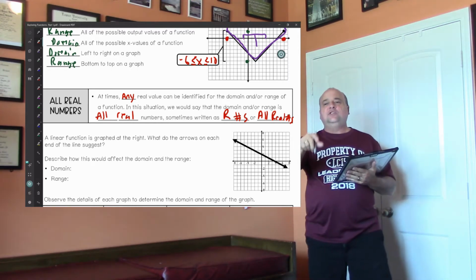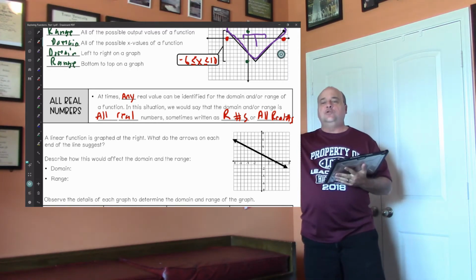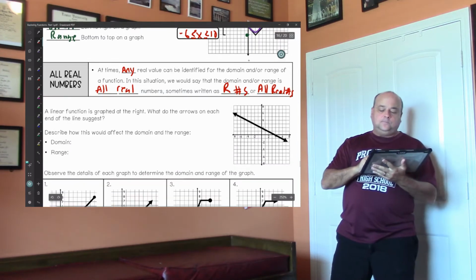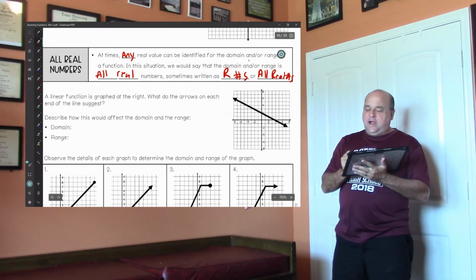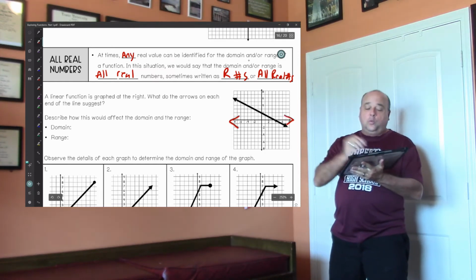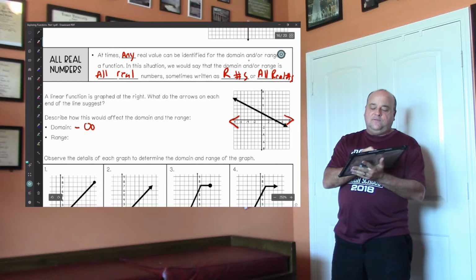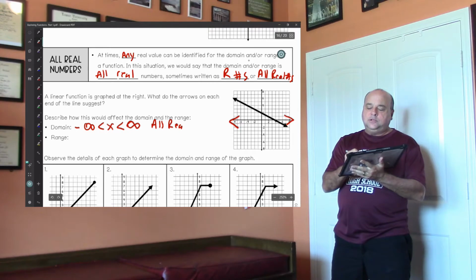What's going to happen on this one is it's going to go from negative infinity to infinity. If you look at this graph, the graph has an arrow on the left and an arrow on the right. So one way you could write that is negative infinity to positive infinity, or you could just say all real numbers.